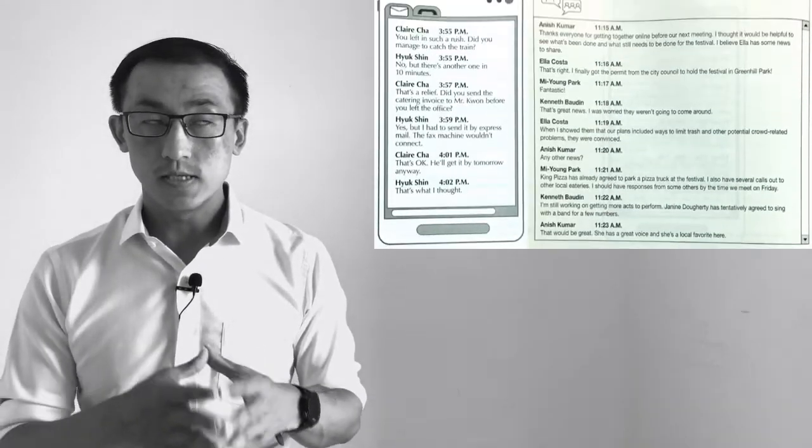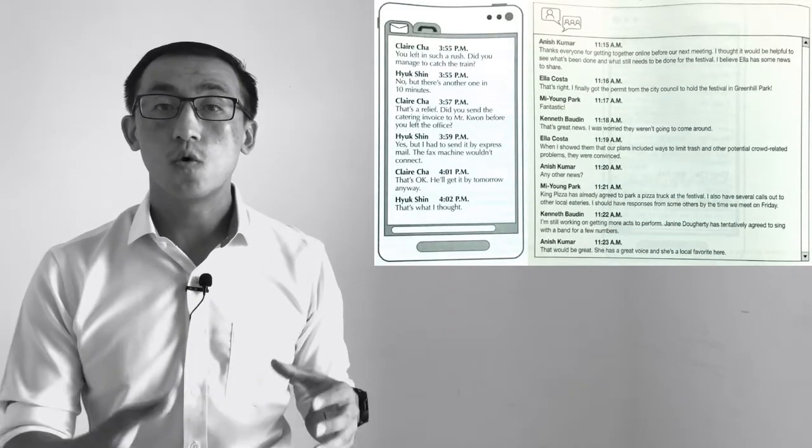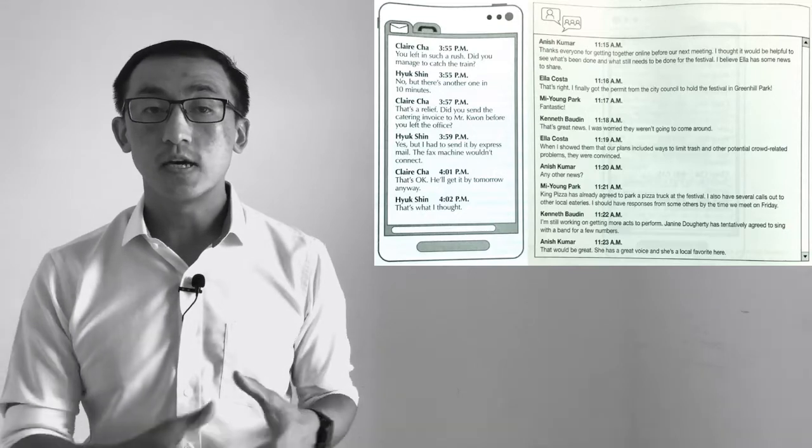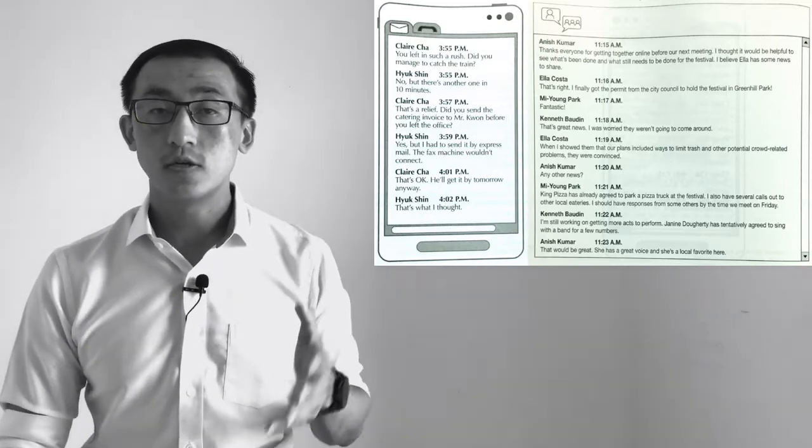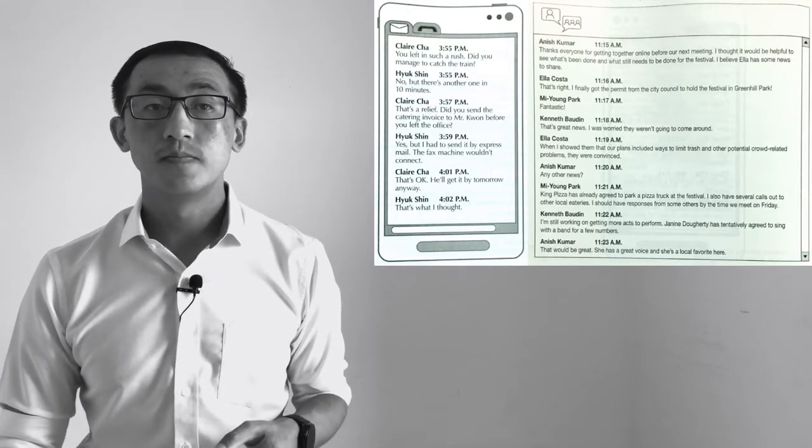So this is the new type of text that you will see. This is a text message or a chat message. You can see a group text on the left hand side and a chat message on the computer screen.